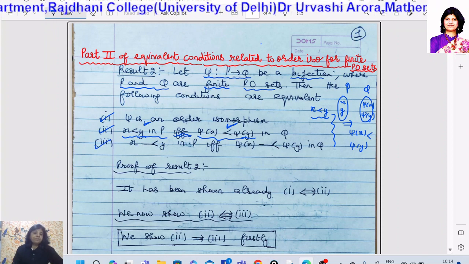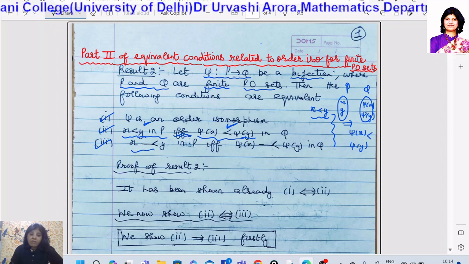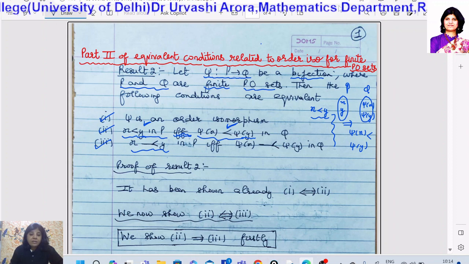Third condition, if X and Y are elements of P again, and if X is covered by Y, then this happens.